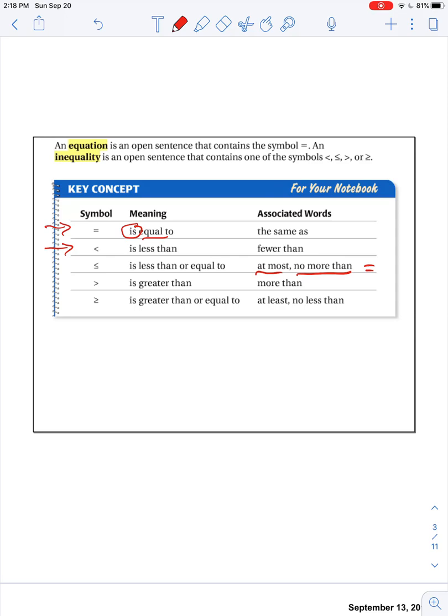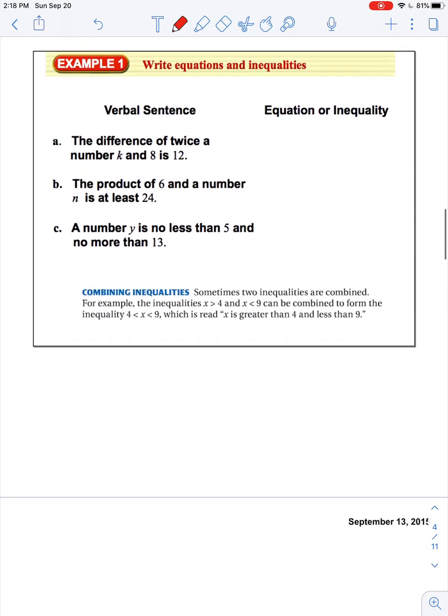Same thing with greater. More than 5 is different than at least 5, because more than 5 means you'd have to have something bigger than 5, not actually 5. But if you said at least 5, then you could have 5, 6, 7, or 8. So this one doesn't include it, but this one does include that value. So you have to be a little careful when picking between greater than or greater than and equal to, less than and less than and equal to. You really have to think about what the words mean that you're reading.